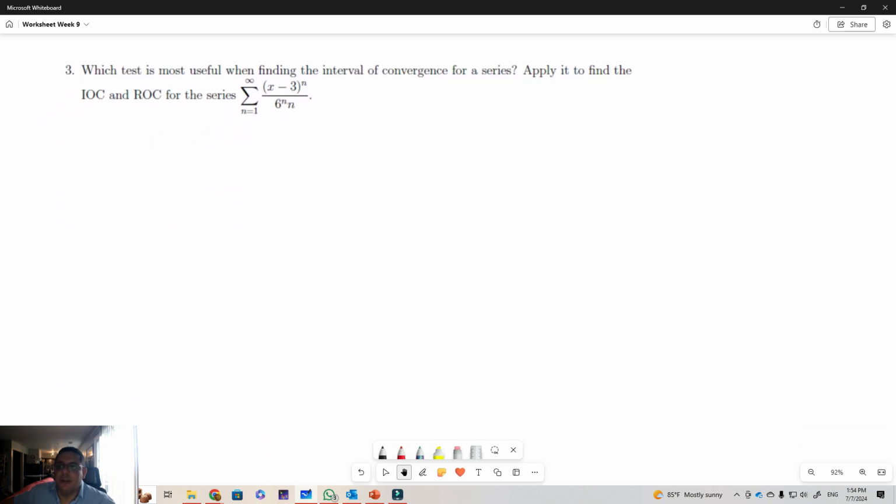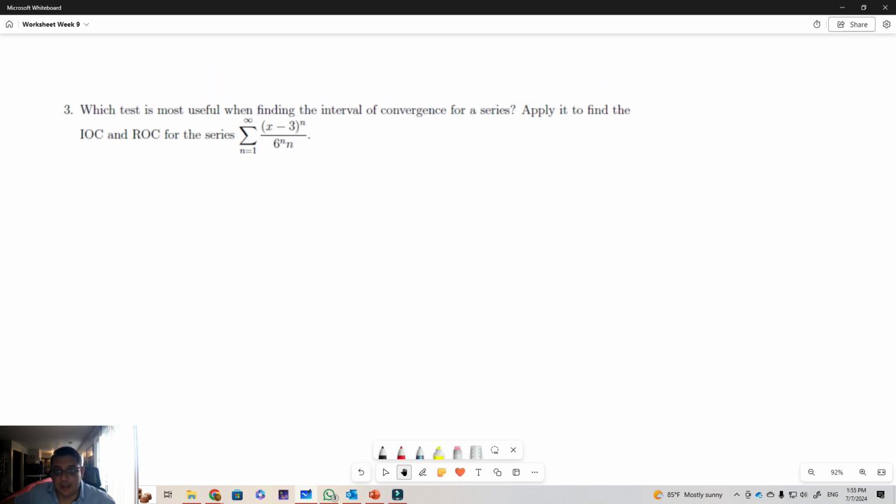Now, question number 3 says, which test is most useful when finding the interval of convergence for series? And it says apply it to find the interval of convergence and radius of convergence for this series. Notice that we have here the series of (x - 3) to the n over 6 to the n times n. And just the fact that we have this n here multiplying is going to make it so I don't use the root test. If this n is not here, then I'll use the root test because it will be very simple. But just because that n is there, that will give me a very complicated limit of n to the power 1 over n. So I just don't want to overcomplicate my limit.